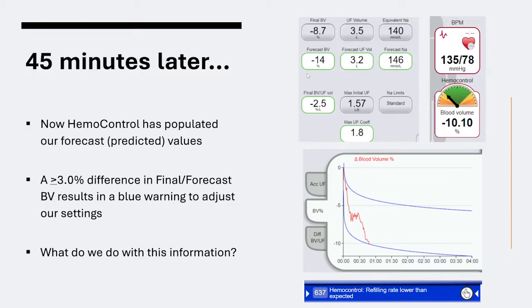Their blood volume is dropping quicker. So that's when it gives us this blue reminder. So we're going to use all that information to potentially make adjustments to HemoControl.